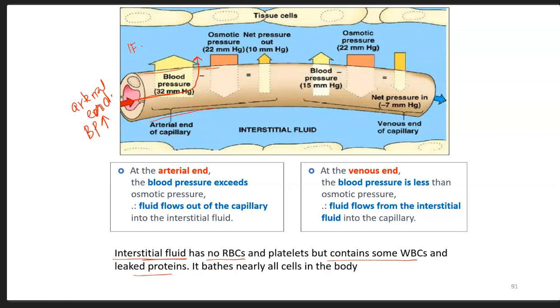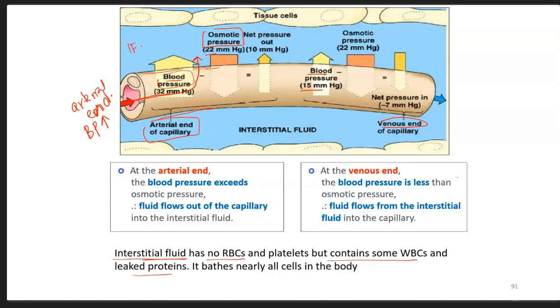So as you can see here, the blood pressure is 120 at the arterial end. At the venous end, the blood pressure is reduced, which is about 15 millimeter mercury. Outside, in the interstitial fluid, there is osmotic pressure. The osmotic pressure in the interstitial fluid is 22 millimeter mercury.